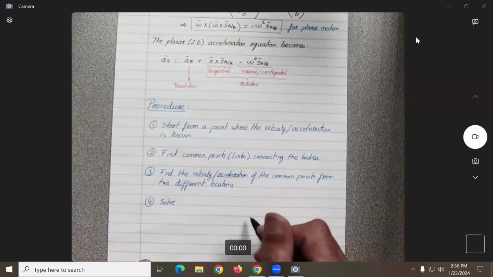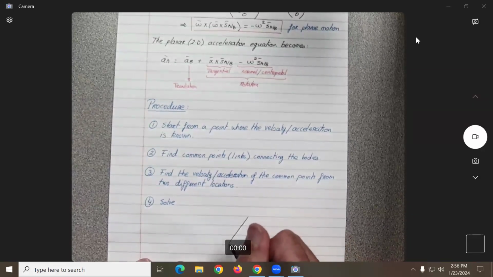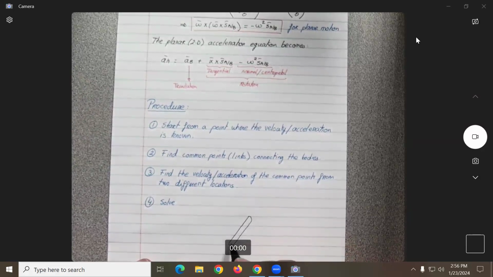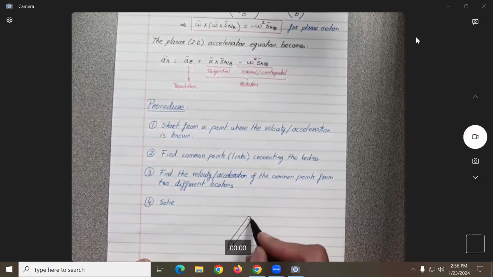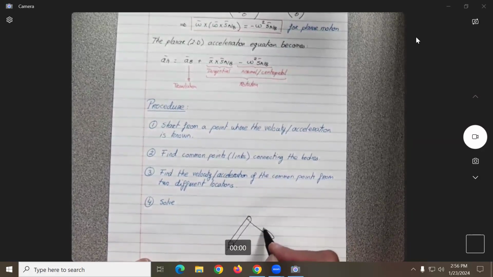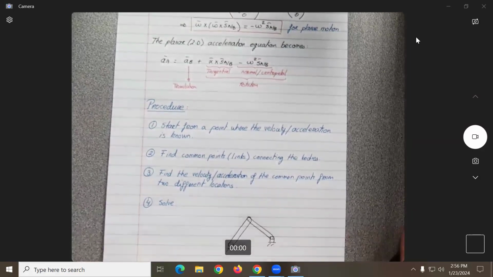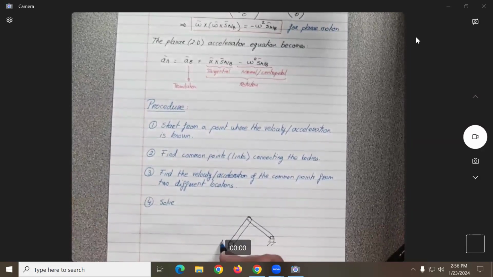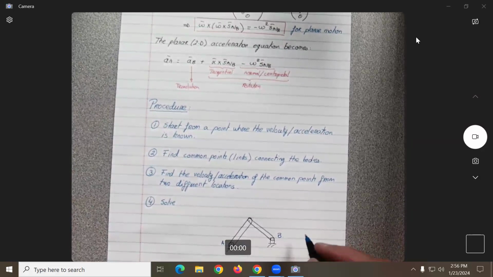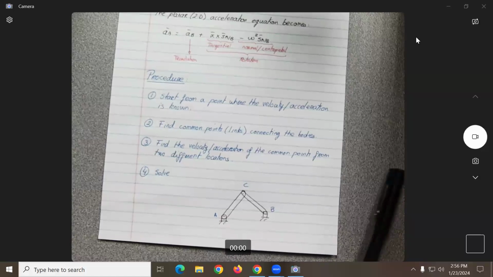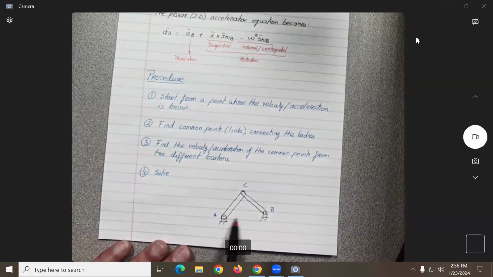But basically, let me give you a very quick figure example. I don't know if that would be the one we do or not. This one looks like 3D, but I don't want to do it 3D, okay? But doesn't matter. So let's say this is A, B, and C. So in other words, do we know the velocity and acceleration of points A and B? They are not moving, no?